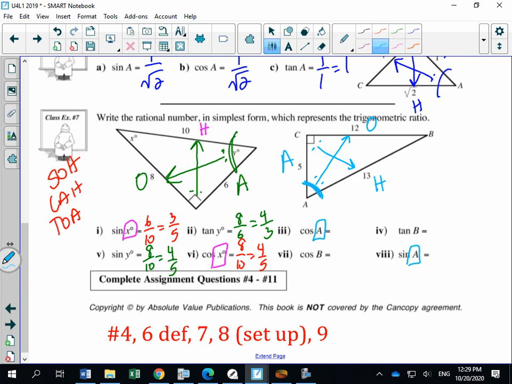According to SOHCAHTOA, the cos of angle A is A over H, which is 5 over 13. So the answer for the first one is 5 over 13, doesn't reduce. Then I could go and do this one, angle A. Sine of angle A, sine is O over H, which would be 12 over 13.